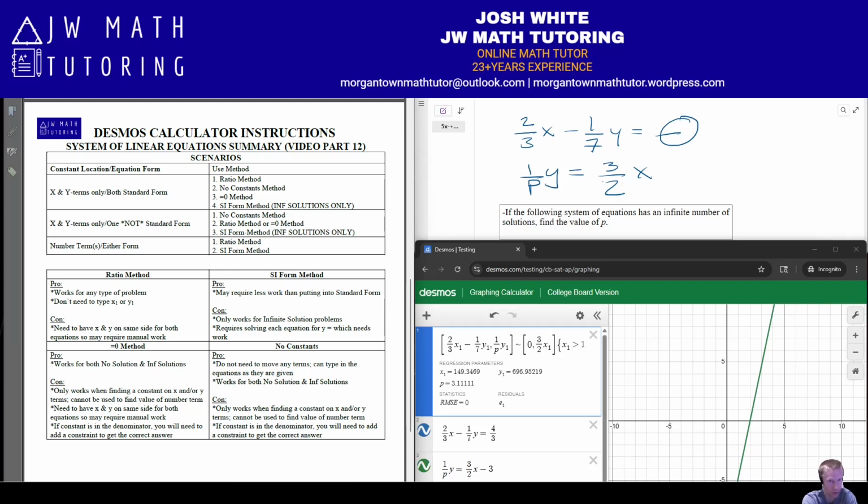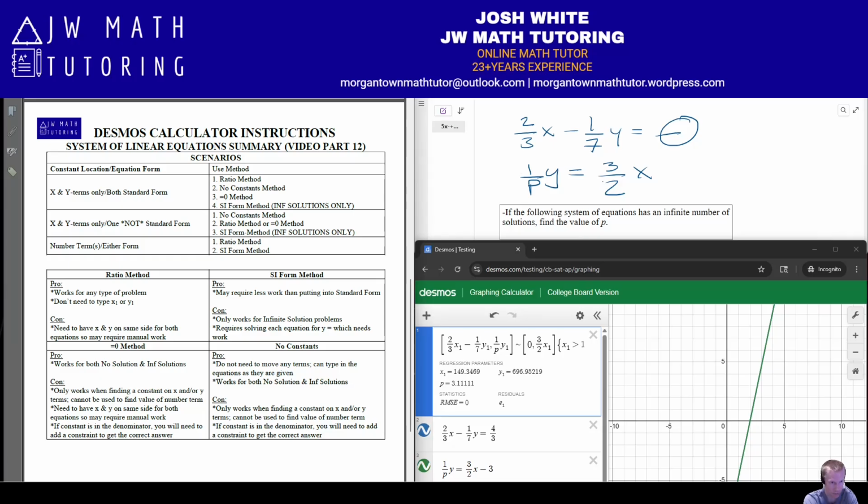But, it's personal preference if you want to do one of those other ones instead. If at least one or both of the equations are not in standard form, then I would most likely choose the no constants method, just because you can type it in exactly as it is, just eliminate the constants, you don't have to move any terms around. The other methods, you have to move at least one or more terms around, and that takes work, and that takes time.